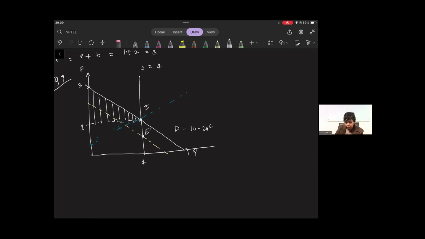Now let's talk about the consumer and producer surplus. This is the new part. So now this has shifted. This is the consumer surplus.